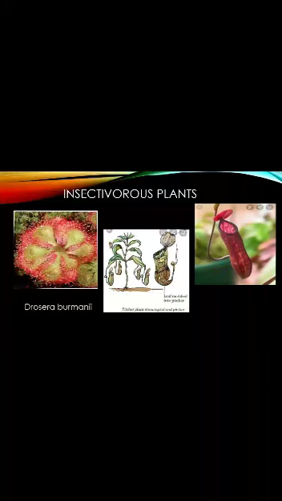Means these insectivorous plants are growing in soil and water, but they don't have nitrogen compounds. They cannot get nitrogen compounds from the soil or water. So how do they fulfill their needs of nitrogen? They catch the insect, and after catching that insect they take the nitrogen from it.